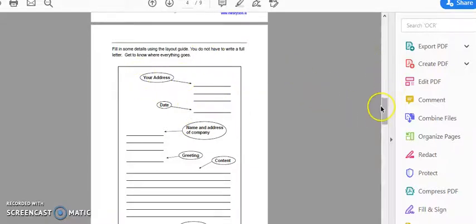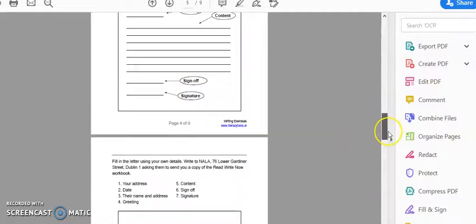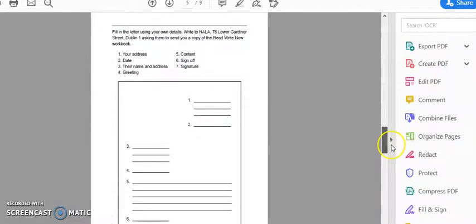Here is a blank letter guide, so maybe have a go at writing out a letter yourself. So put your own address here, the date, the name and address of the company that you're writing to, the dear whoever, and then the content, and of course your sign off and signature goes down the bottom. And here it gives you some examples to try. So fill in the letter using your own details.